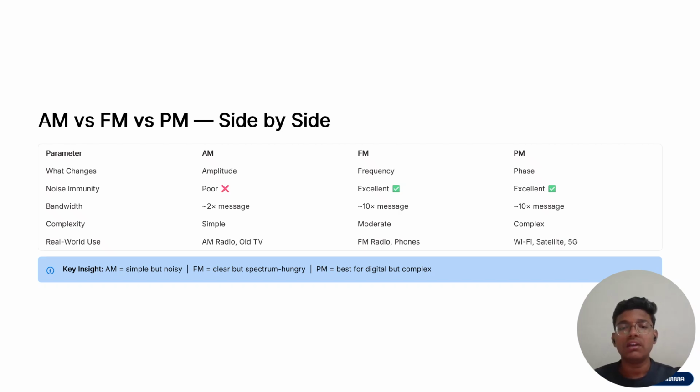For real-world use, AM is used in AM radio and old TV. FM is used in FM radio and phones. PM is used in Wi-Fi, satellite communication, and 5G. The key line to remember is AM is simple but noisy, FM is clear but spectrum hungry, PM is best for digital but complex.